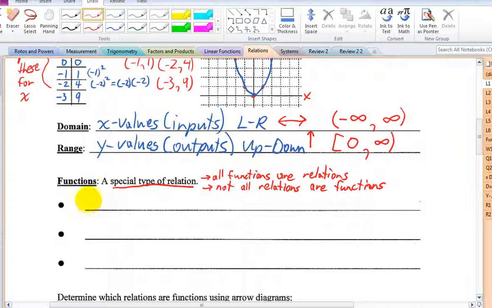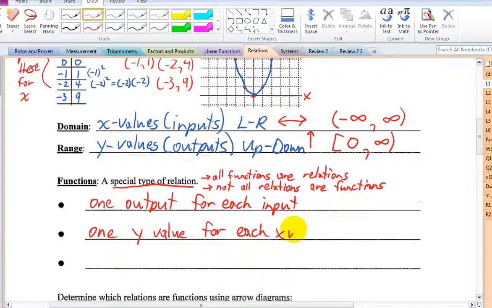One thing is that there's one output for each input. So that's like saying one y value for each x value. And right after I say that, I want to let you know that different x values can have the same y.